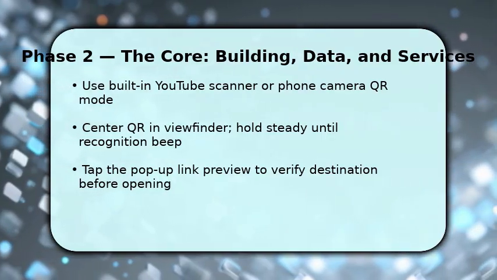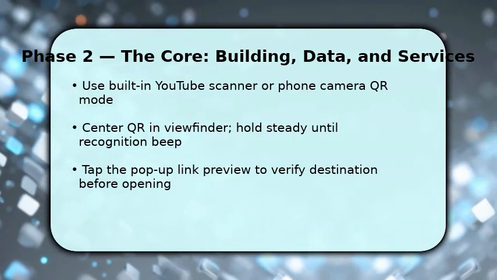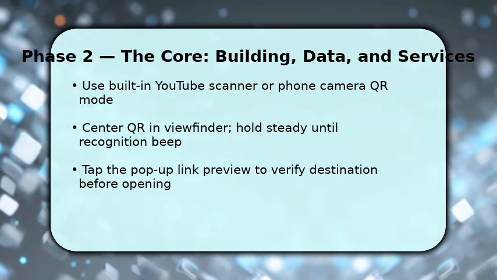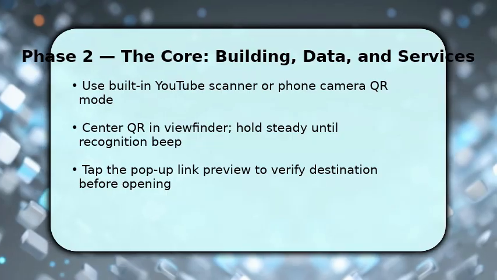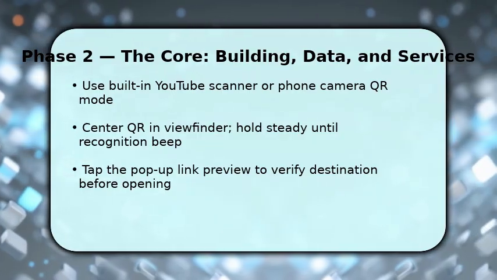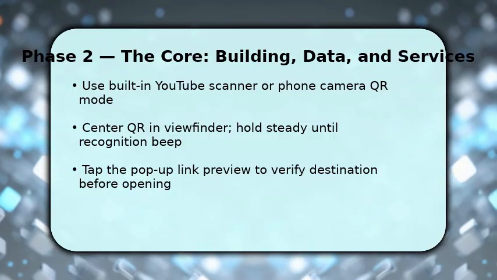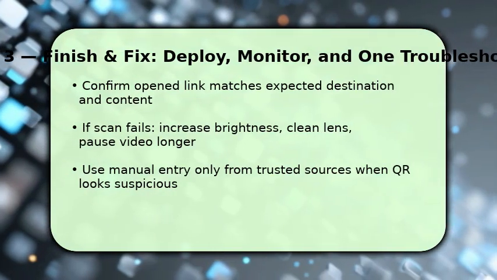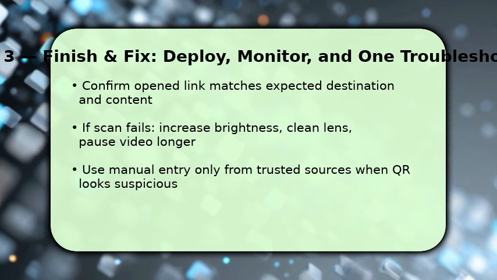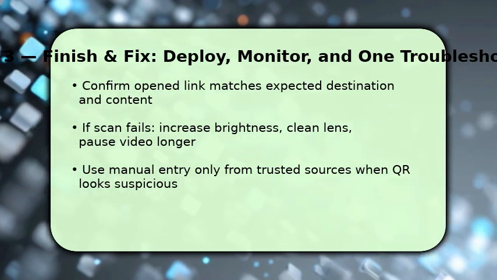When the system detects the code, a preview or link appears. Inspect the domain and text to confirm it looks legitimate. Then tap the preview to open the target securely in a new tab or app. Finish by verifying the destination. Check the URL and content for correctness before entering any details.